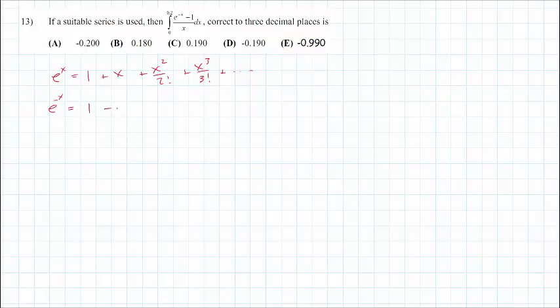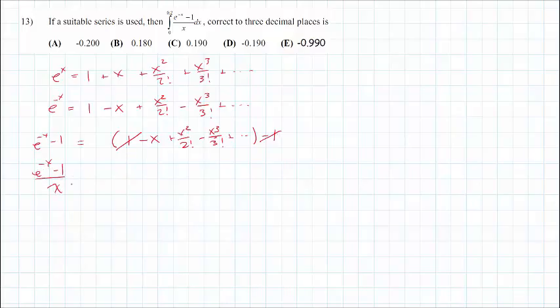That means every odd power of this series is now negative, so it's an alternating series. What does e to the negative x minus 1 look like? It means this series that we just talked about, minus 1. Okay, that one and that one go away. So what does e to the negative x minus 1 over x look like?